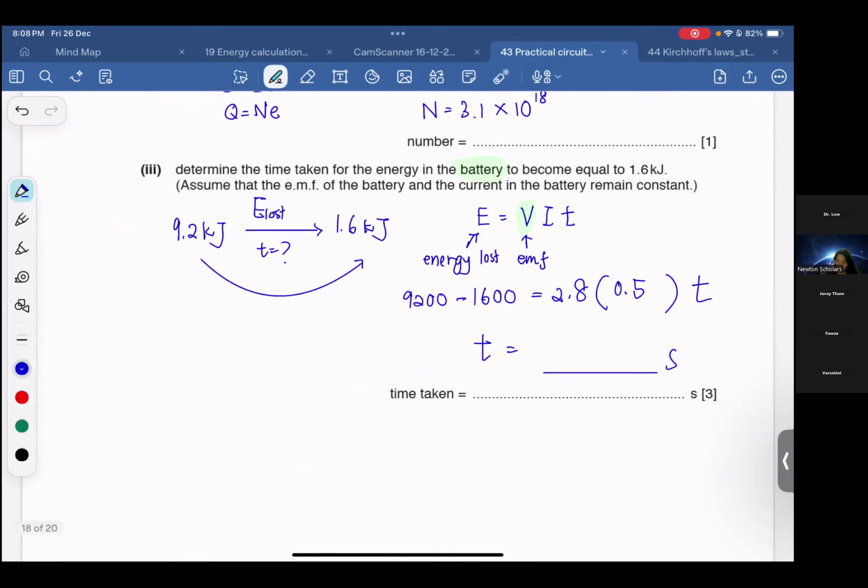Here I want to emphasize, the question is talking about the battery. So here the energy equals VIT, and the V here is actually the EMF. Voltage in the battery is called EMF. Manjo, you counted and got the wrong answer, right? So cannot. Fawal, yes, correct. The answer is 5400, or you can say 5.4 times 10 to the power of 3 seconds.